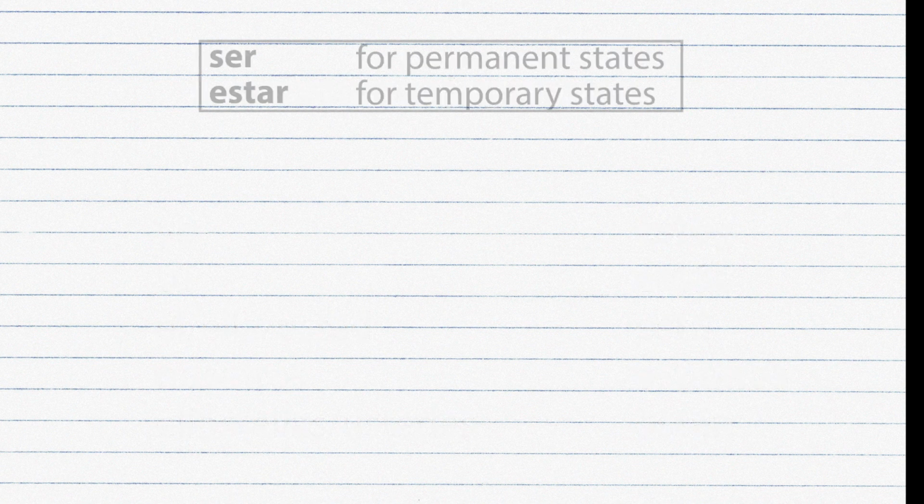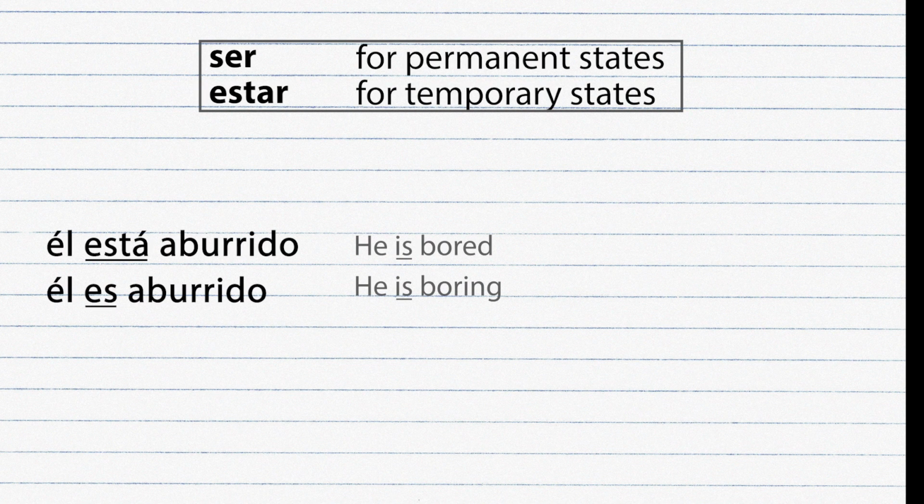Let's take a look at this example. Él está aburrido. He is bored. Él es aburrido. He's boring. He's bored is a temporary state. That's why we use the verb estar. He's boring is a permanent state. That's why we use the verb ser.